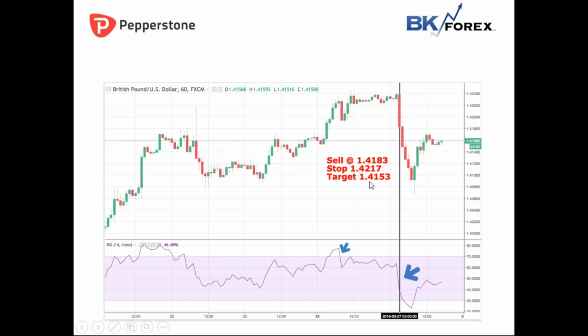So I like to use this on an hourly chart. I like to use it more if you overlay a moving average, where if you do get a move that takes the pair beyond the moving average, so it shifts the trend, it becomes an even more powerful setup.